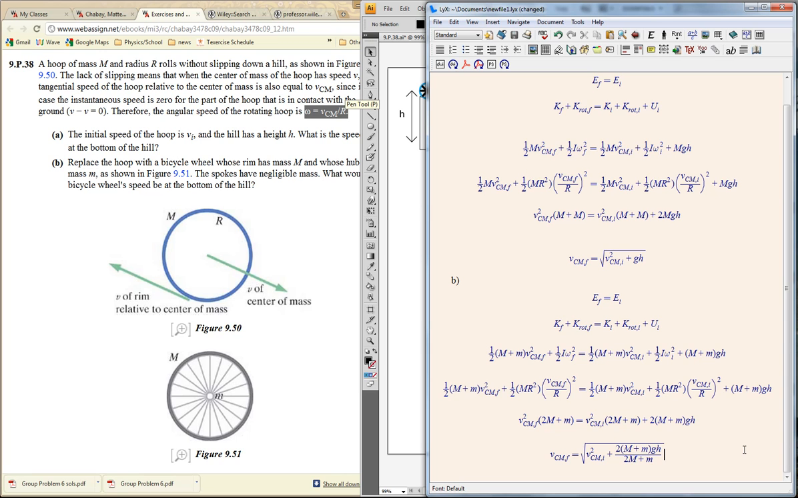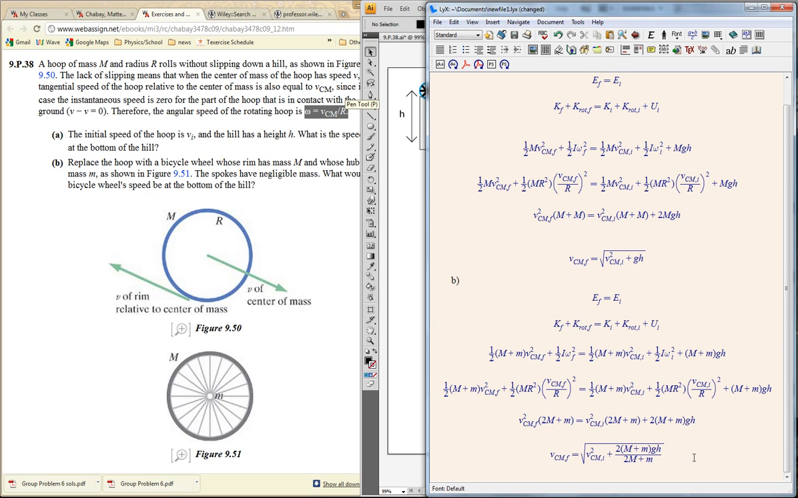One thing we should check is that if the mass of the hub, little m, is small, we should recover our answer for part A, because then we just get a hoop again. Let's see if that happens. If little m is 0, it drops out here and here, so we'd have 2M gh over 2M, which is just gh. So this whole term becomes gh, and lo and behold, it's the same as before.